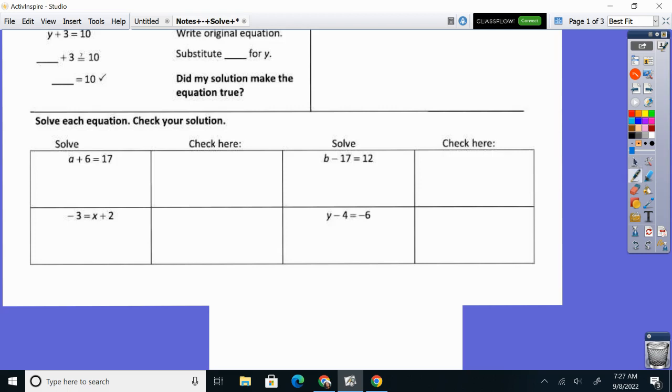All right, so I'm going to go through these because you should have already gone through them. I'm trying to get the a by itself, so I have plus 6. The opposite or inverse would be minus 6, so it can cancel, and I'll be left with a equals 11. Check here. Instead of a, I'm putting 11 plus 6 equals 17. 11 plus 6 does equal 17, so my answer is correct.